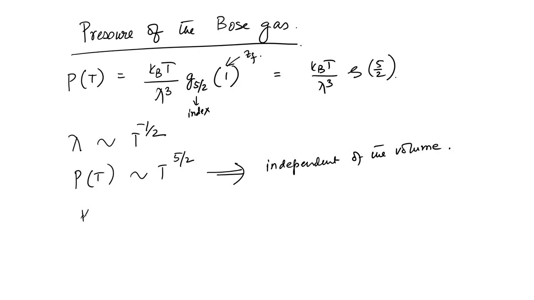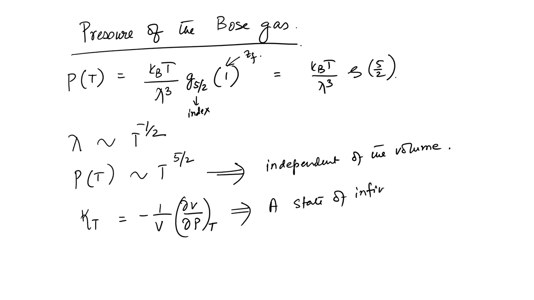And because it is independent of the volume, we can write down the compressibility as minus 1 over V times del V del P at constant T. P is not a function of V, so this is a state with infinite compressibility. What it means physically is that you can pack any number of particles into the system, because we also know that the ground state occupancy is infinite. And because the pressure is independent of the volume, which is very different from the classical ideal gas that we have seen, this is an important result: the compressibility is infinite and you can load any number of particles in the ground state.